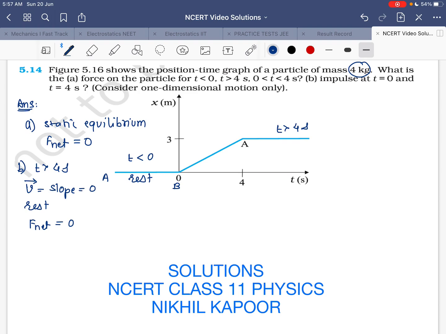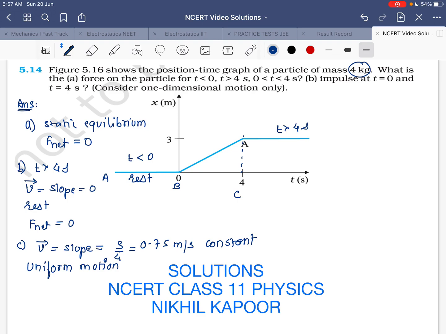Between t equal to 0 and t equal to 4 second, that is this portion between B and C, you can see the velocity, that is the slope of the graph, is 3 by 4, 0.75 meter per second, and that is constant. As velocity is constant, it is in uniform motion. Again, according to Newton's first law, the body continues to be in a state of rest or uniform motion when no net external force is acting on the body. So again, the net force acting on the body is 0 during AB, BC and from C onward, that is greater than 4 second. So that is the A part of the question.